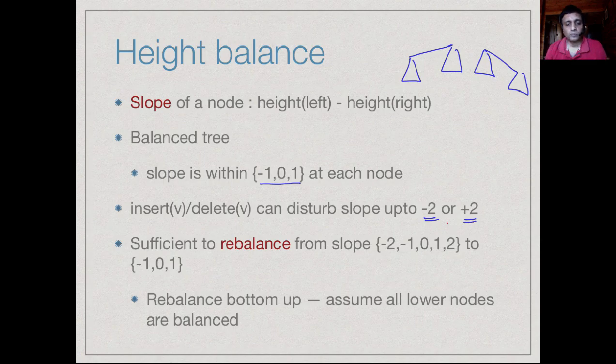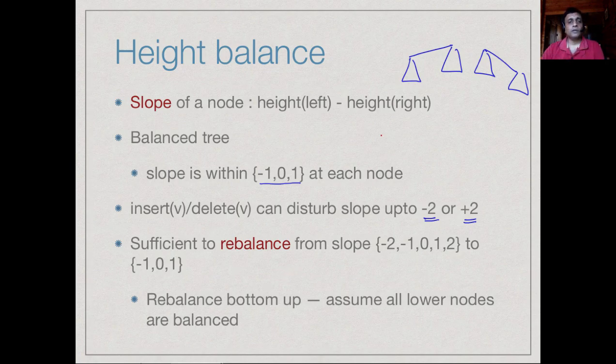So the new slope after a single insert or a single delete can be at most minus 2 or plus 2. So what we will try to do is that whenever we do an insert or a delete, we'll immediately try to rebalance the tree. So we will have a single disturbance to minus 2 or plus 2. It will never become very badly unbalanced, and we will immediately restore the balance to within minus 1 to plus 1. We will also do this rebalancing bottom up.